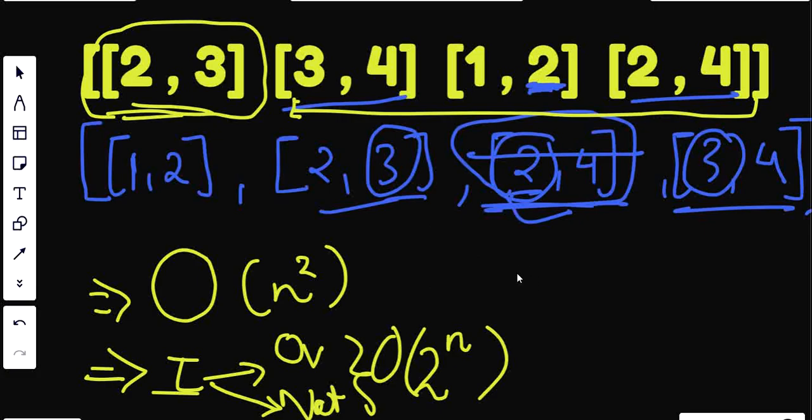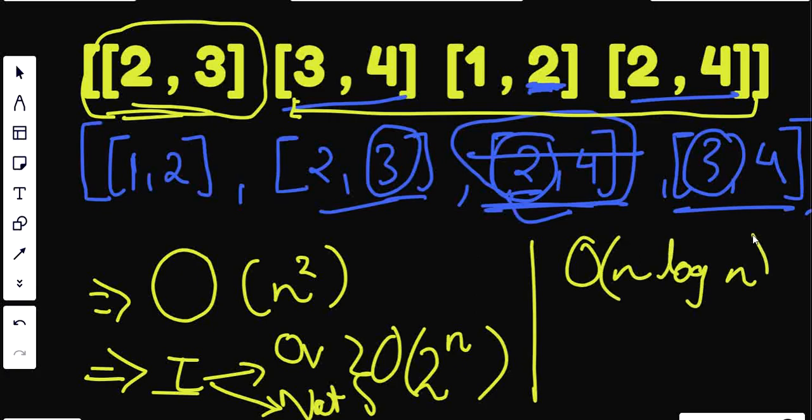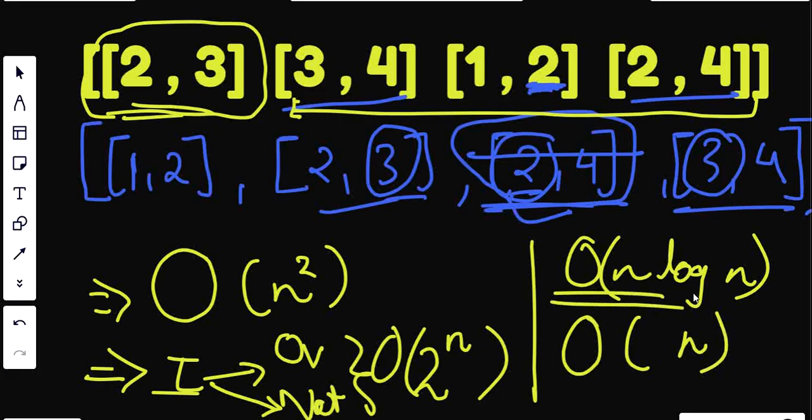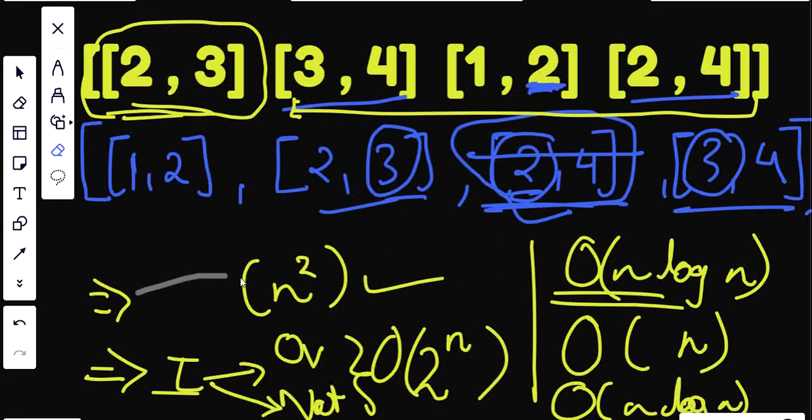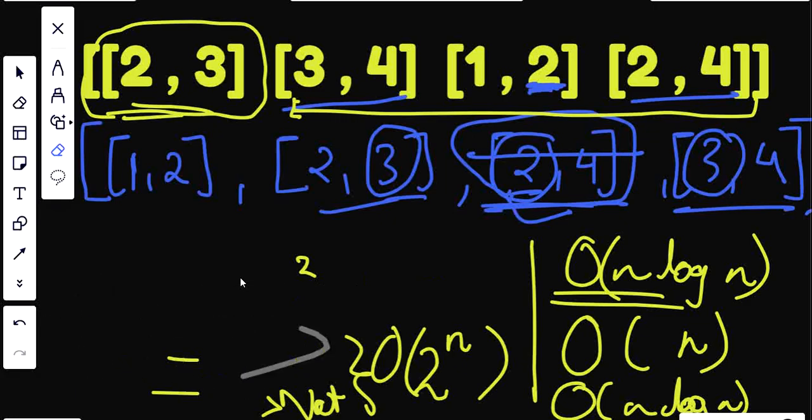Let's calculate that. So firstly, we are sorting our array. So that will take big O of n log n, right? And after that, I'm traversing through that sorted array and checking whether the value is overlapping or not. So it will take big O of n time. So this one is the dominating one. So the overall time complexity of the greedy method will be big O of n log n, which is way better than big O of n square and 2 to the power n, right? That's why we are using greedy method over these two methods.